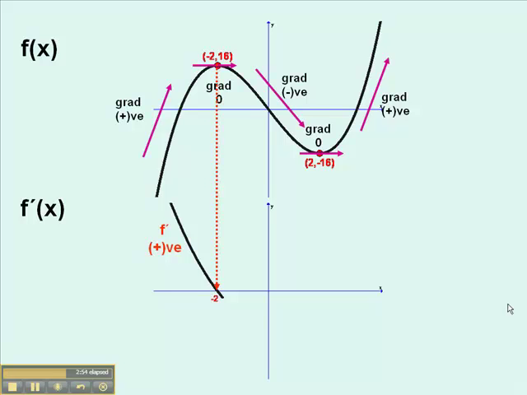As I leave negative 2 and go towards 2, my gradient values are all negative, so that will make them all below the x-axis. However, they're trying to get back to 0, or crossing the x-axis, where my x-coordinate is 2.